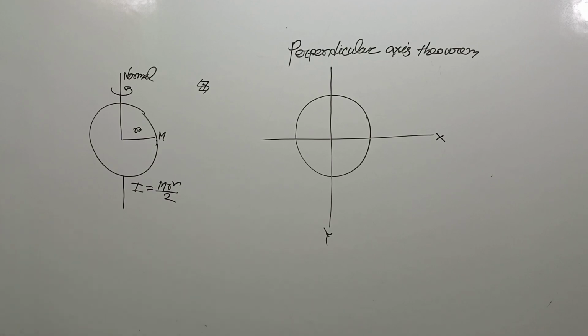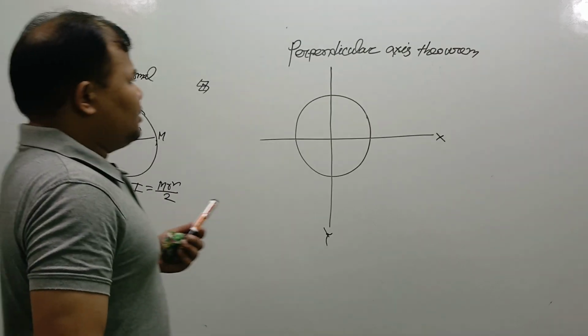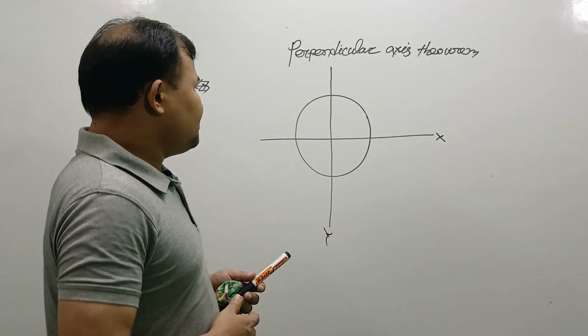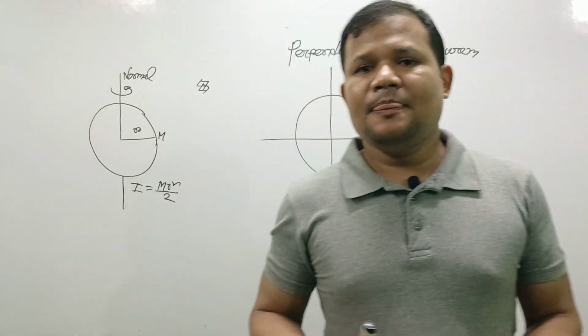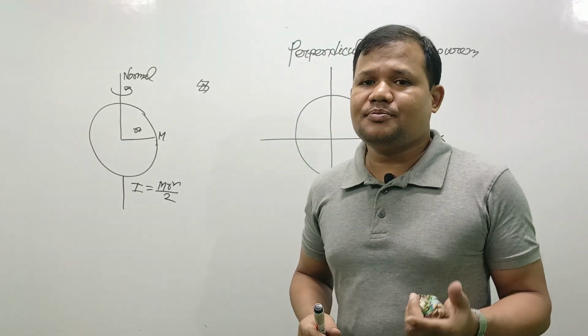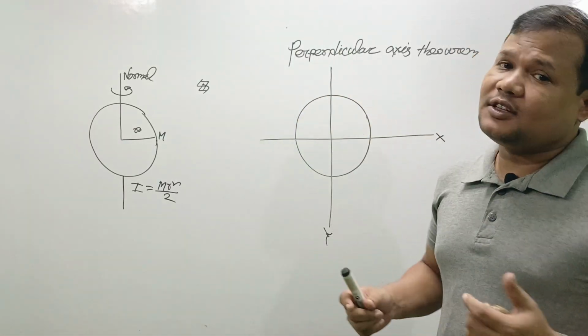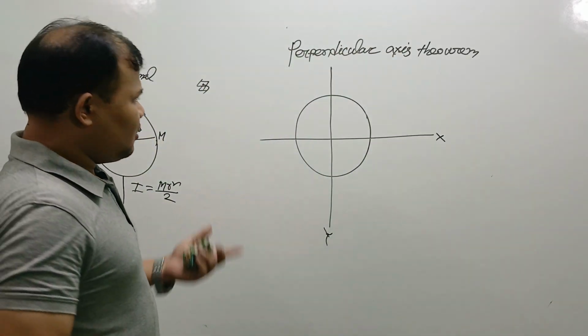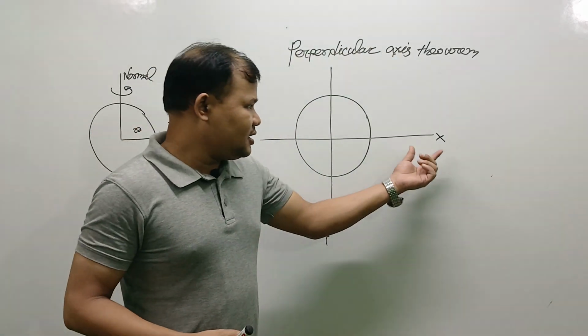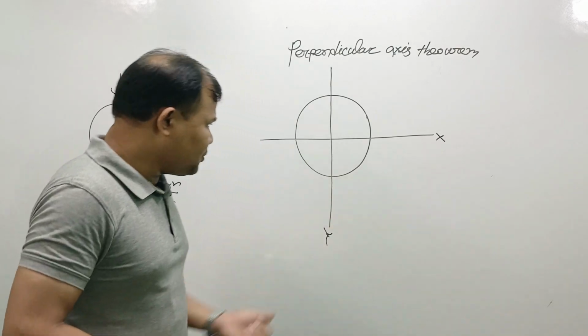Now, in case of the circular disc, we just try to find the moment of inertia for the rotational axis passing through the diameter of the circular disc. In this case, how can we find this? We already drew two perpendicular axes, axis 1 and axis 2.